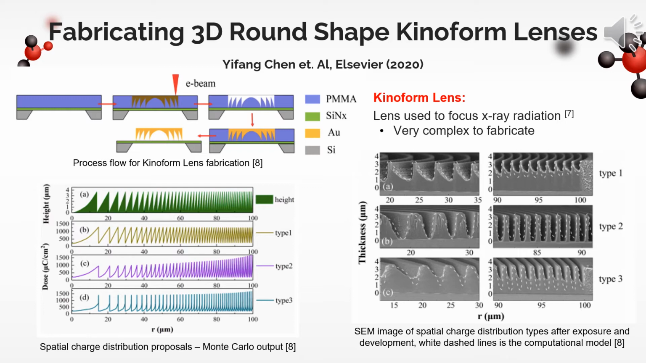From the dose profiles, we can see that type 2 is an intermediate between types 1 and 3. We can see that type 2 is the best option, which can be attributed to a limited resist contrast. The simulated dose distribution and the actual resist profile are shown in the bottom two images.